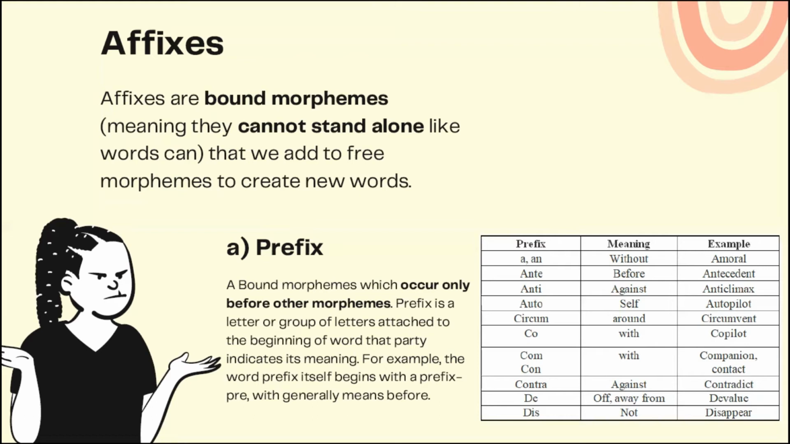So affixes themselves are divided into two. The first one is prefix, and the second one is suffix. Prefix is about morphemes which occur only before other morphemes. Prefix is a letter or group of letters attached to the beginning of a word that partly indicates its meaning.